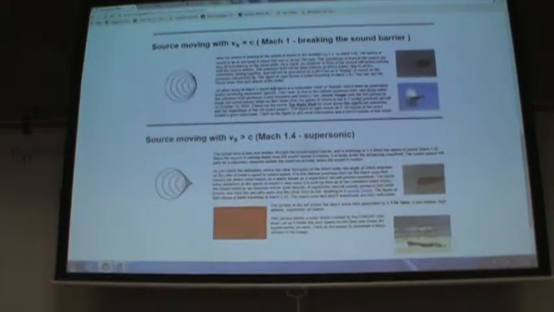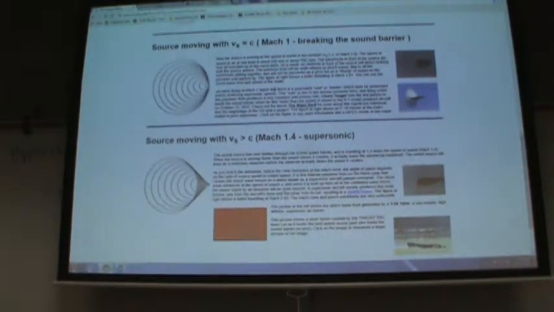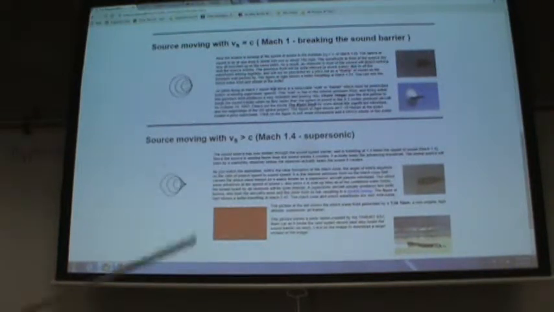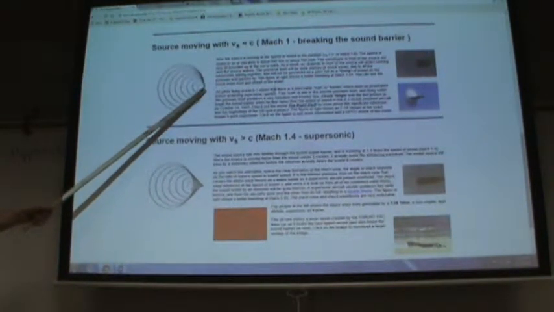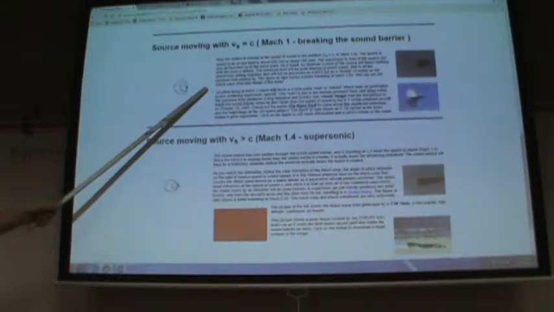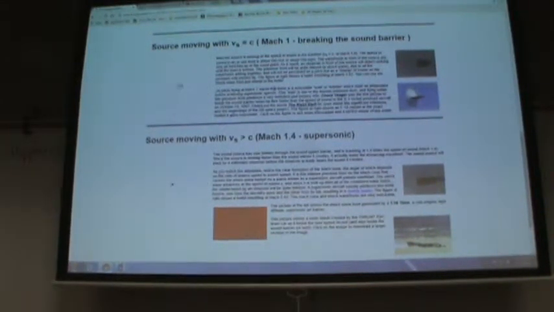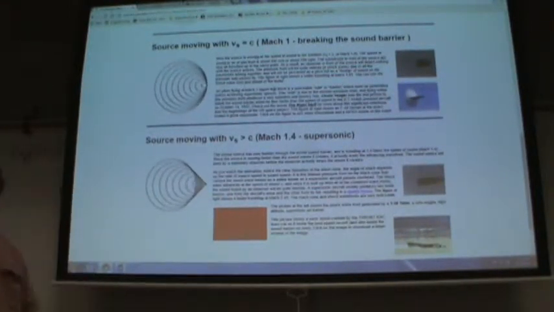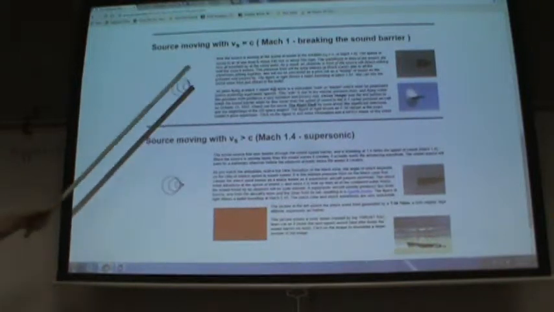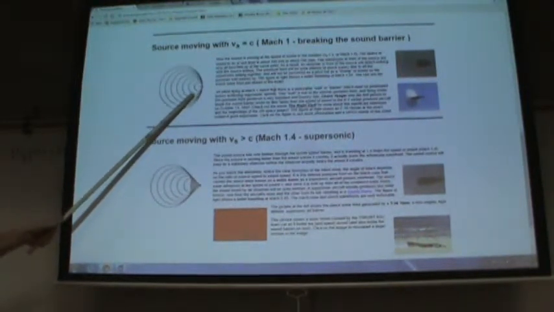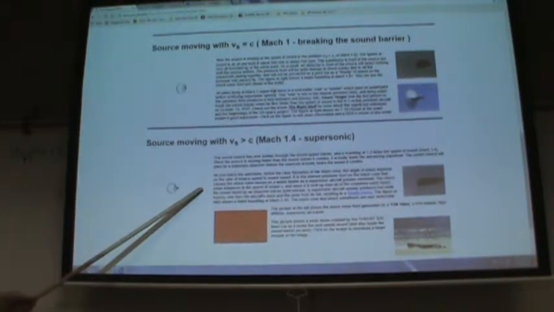Which means if you can think of sound as compression and decompression waves, what's going to happen to that pressure here in front of this plane as all these waves pile up? It's going to get really big, absolutely. And that doesn't happen just when you go the speed of sound. It also happens when you go faster than the speed of sound.